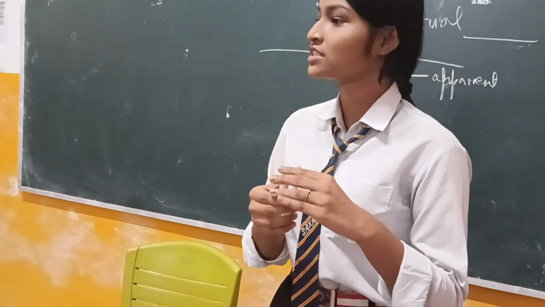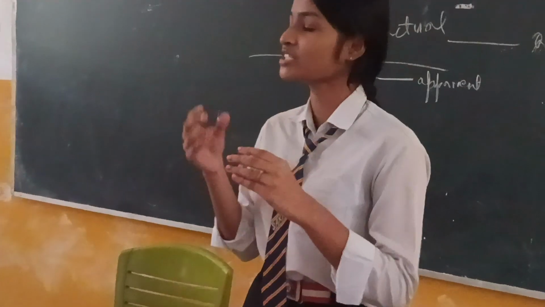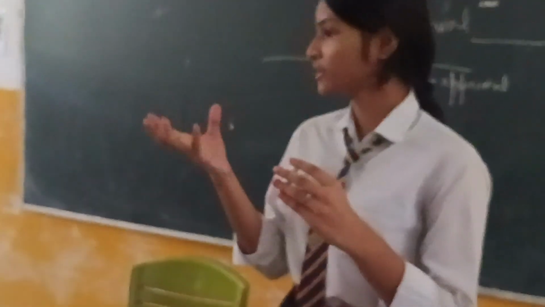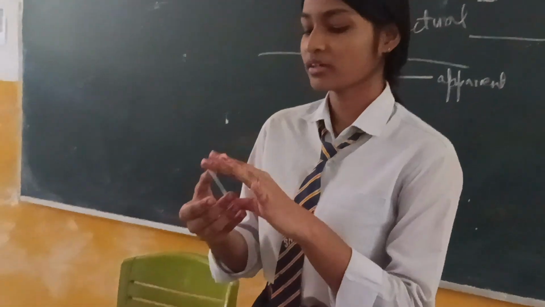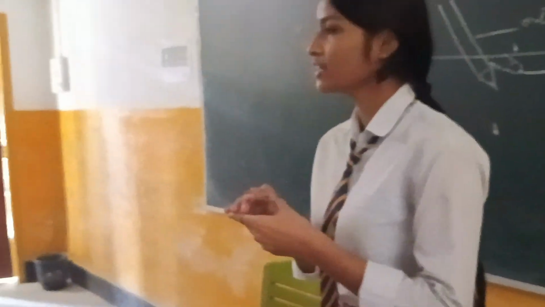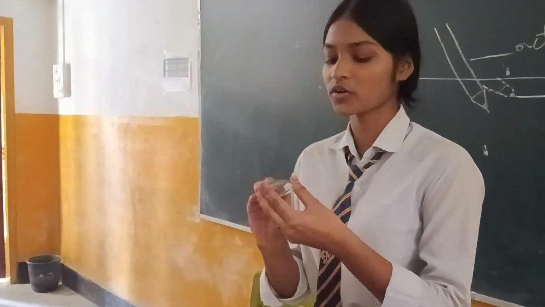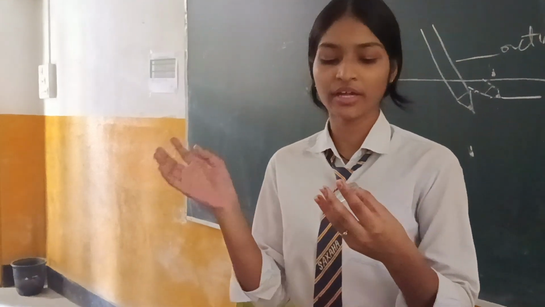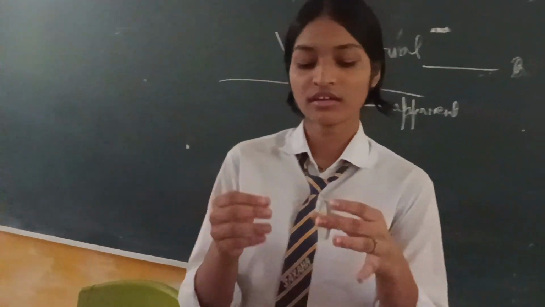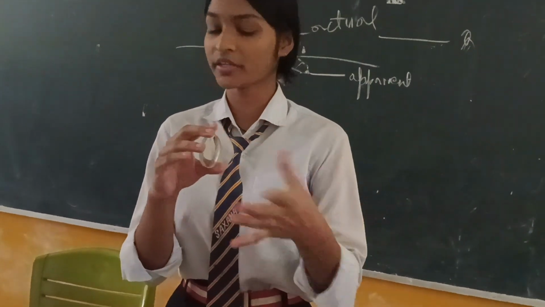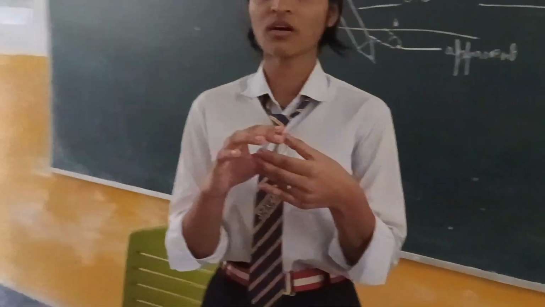So here the question arises, what does diverging mean? Diverging means spreading of the light. A concave lens is also known as a diverging lens because when a parallel ray of light falls on a concave lens, it diverges and never meets at a point. So it is called a diverging lens.